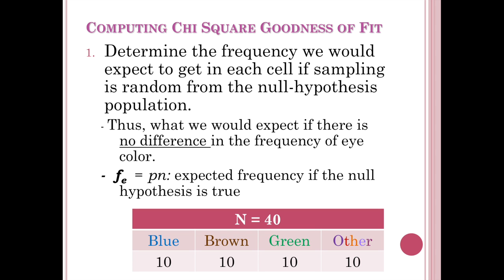So how you compute this chi-square goodness of fit is first you determine the frequency we would expect each cell to hold if the sampling is random from the null hypothesis population. Again, we started with 40 people. If we have 4 categories, then if there's no preference, no dominance, I should assume I have 10 blue, 10 brown, 10 green, and 10 other. So this would be our FE, our expected frequency, if that null hypothesis is true.